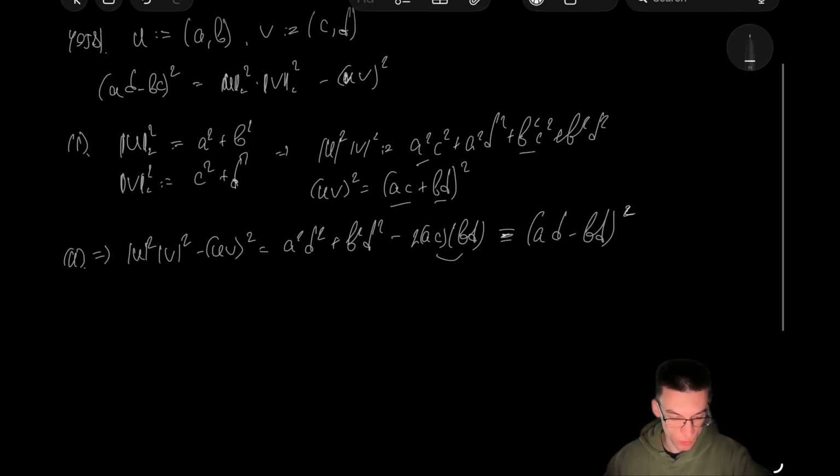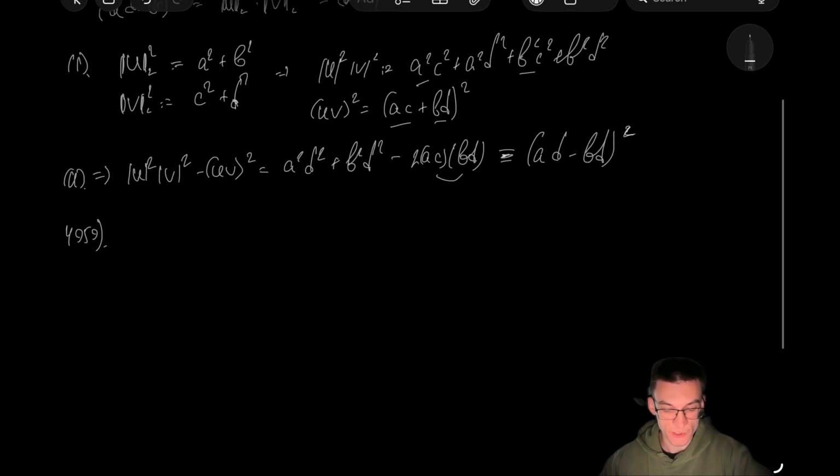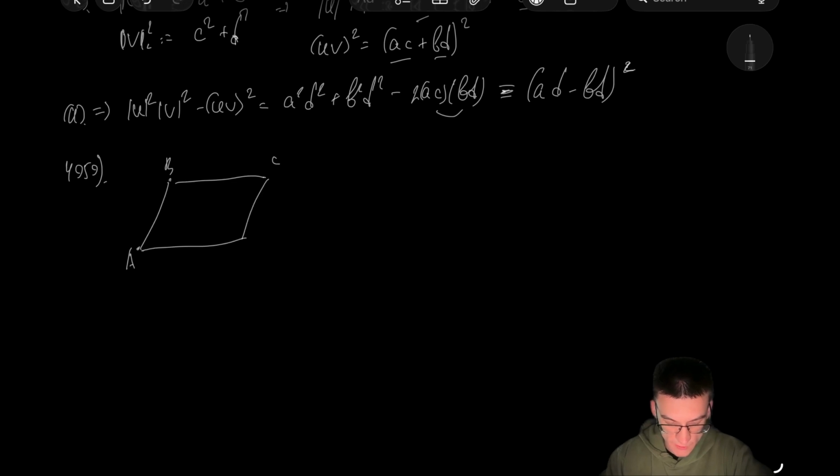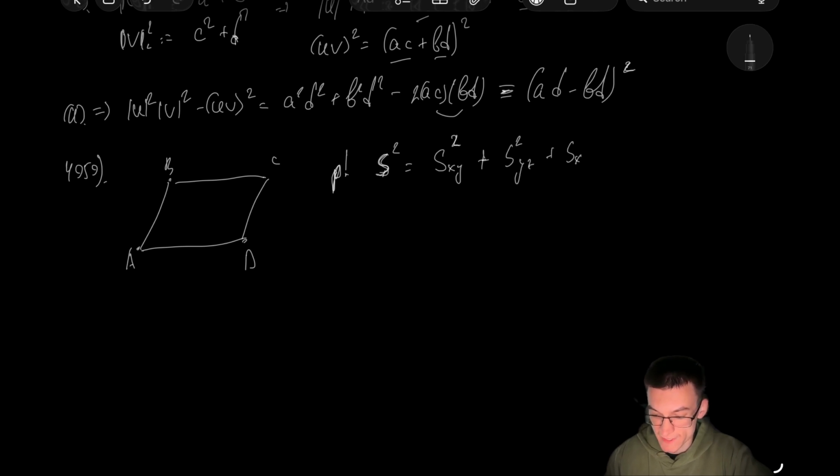So one of the reasonable questions that you might have is, how can we potentially apply this Lagrange's identity in a practical sense? Well, there's a good problem to demonstrate that. Let's imagine we have the parallelogram ABCD. Here it is. This is the parallelogram, and it is defined in three-dimensional space. The problem asks us to prove that the square of the area of this parallelogram is essentially the sum of squares of the projections of the area onto the corresponding planes. That's S_xy, the projection onto the Oxy plane, squared, plus S_yz squared plus S_xz squared.